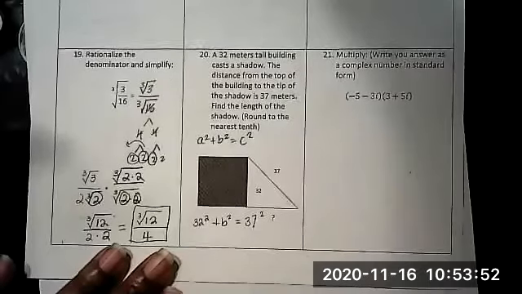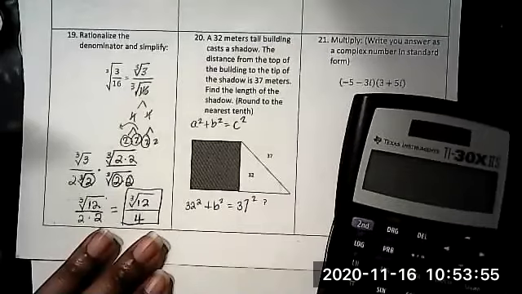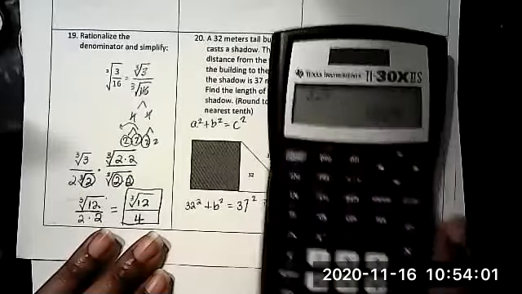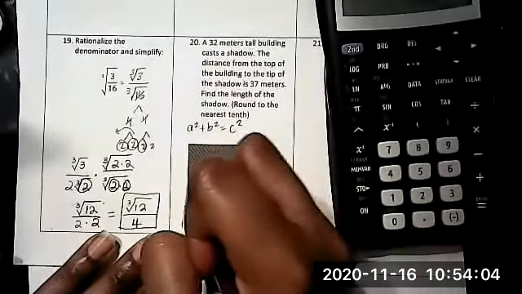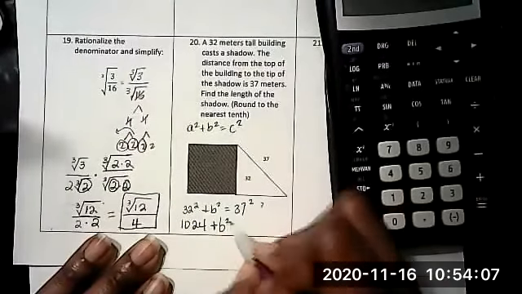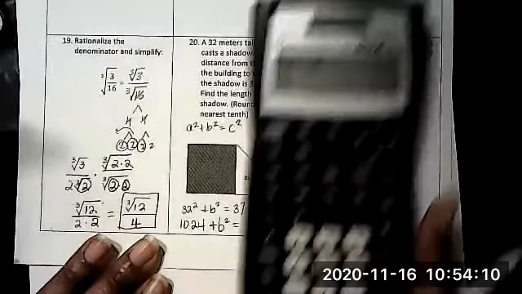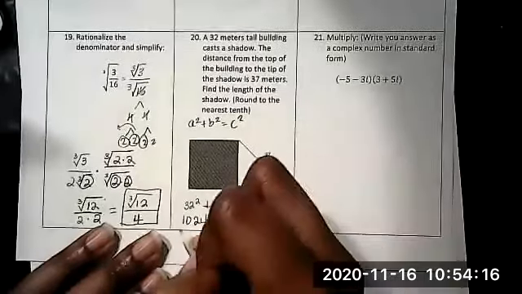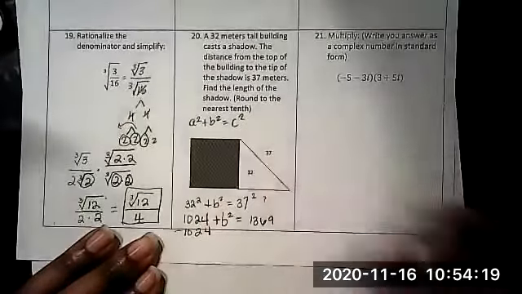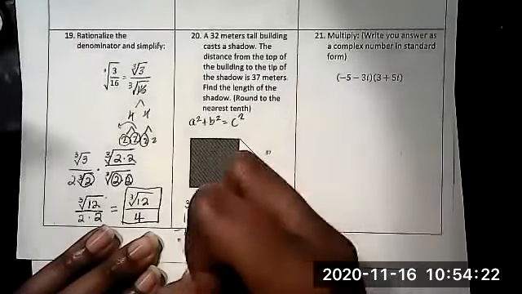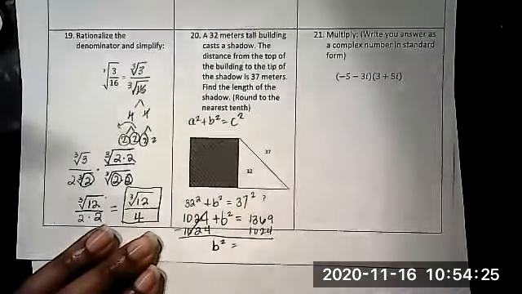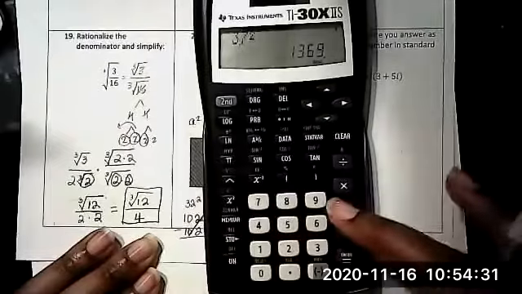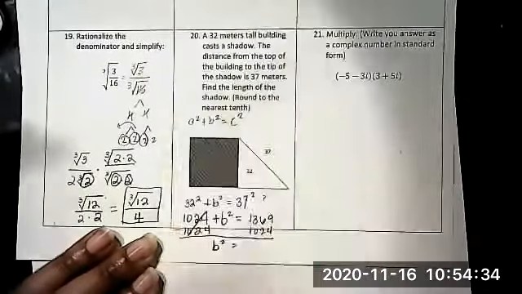So for your calculator, you're going to put 32 squared, that'll be 1024, plus B squared equals 37 squared, okay, which is 1369. So of course we're going to subtract 1024 from both sides. B squared equals 1369 minus 1024, and I get 345.